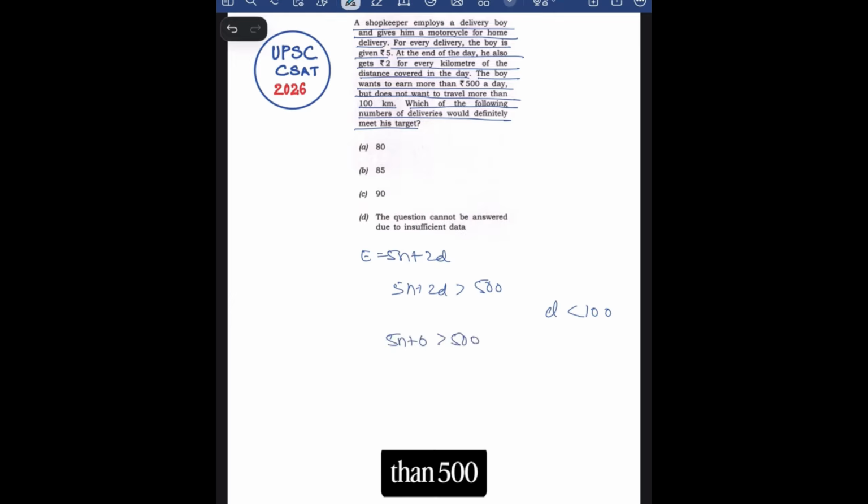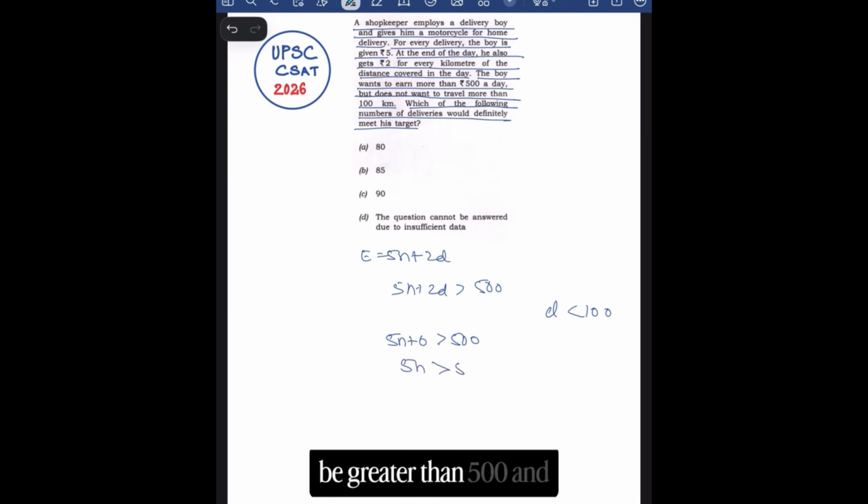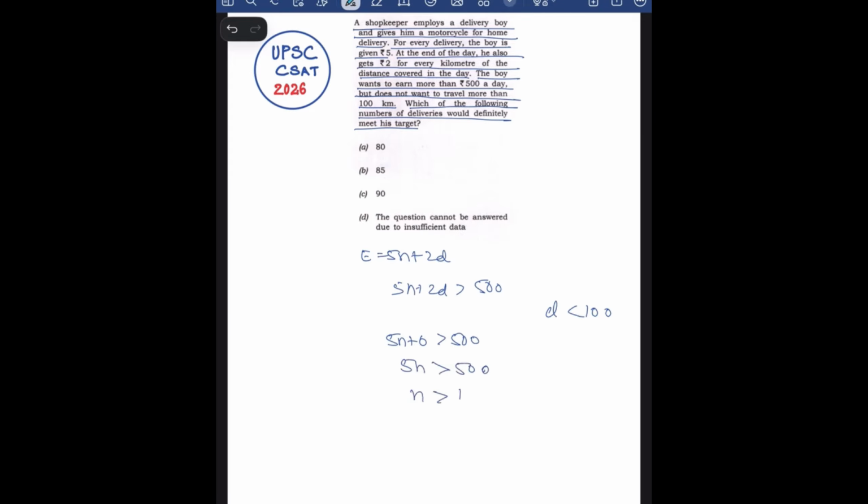So the earnings of the boy will be 5n plus 2d, where n is the number of deliveries and d is the distance covered. Also, 5n plus 2d should be greater than 500 for him to achieve his target, and the distance covered should be less than 100. So let's assume the worst case scenario in which the distance covered is 0. So 5n plus 0 should be greater than 500. This means that 5n should be greater than 500 and n should be greater than 100. So to absolutely guarantee earning more than rupees 500, he should make more than 100 deliveries.